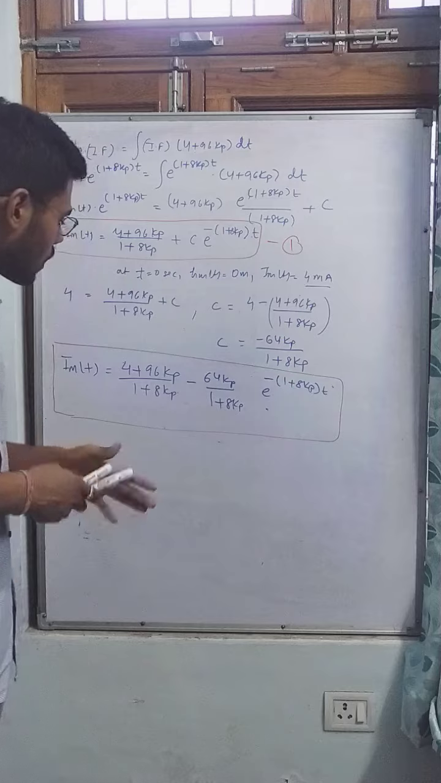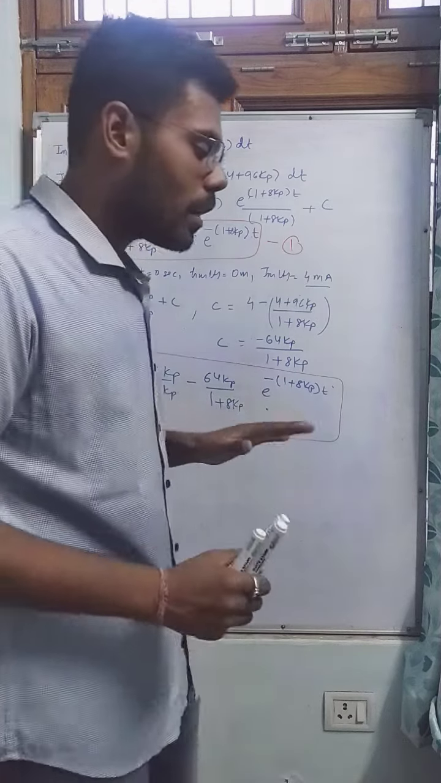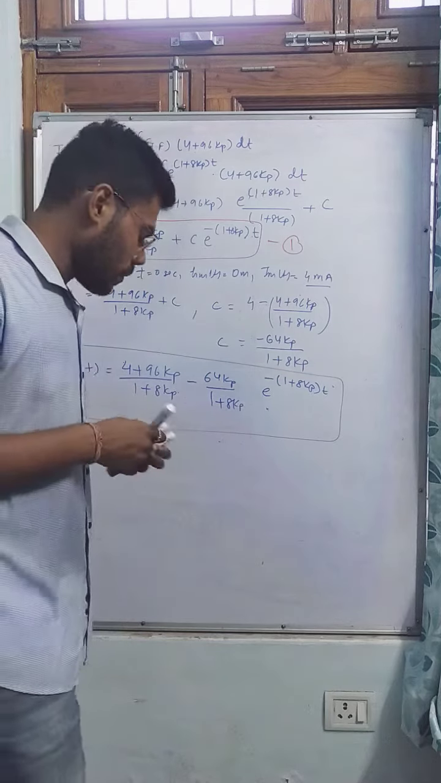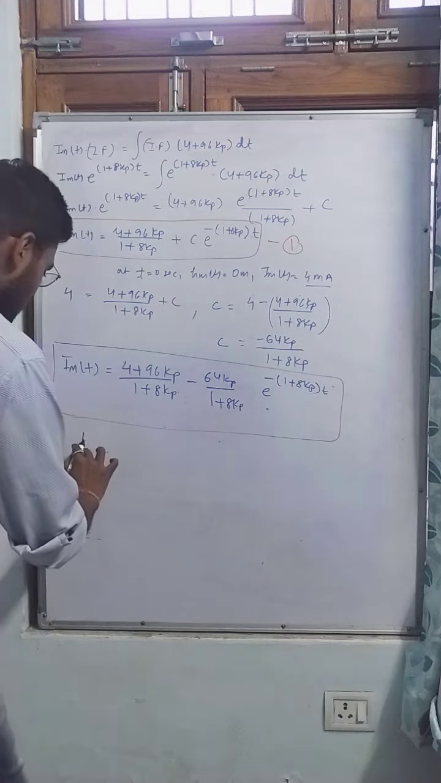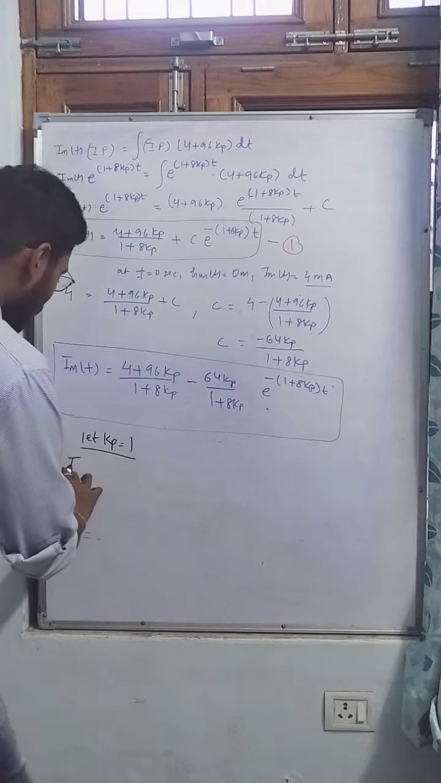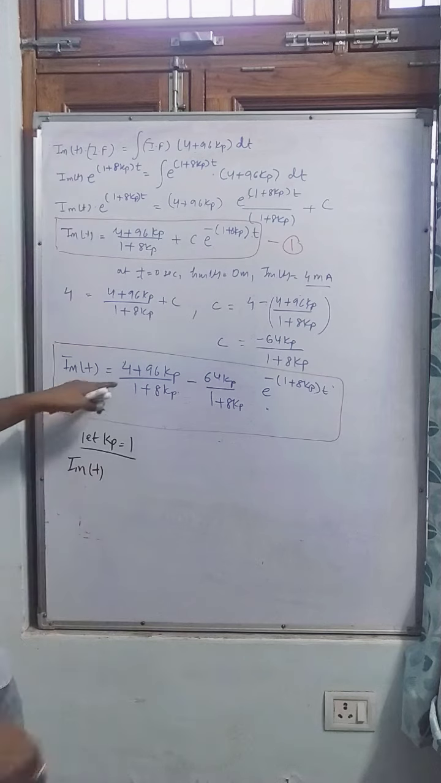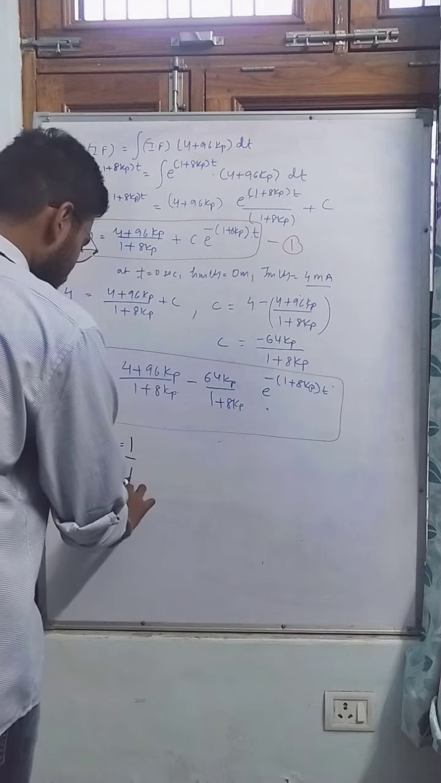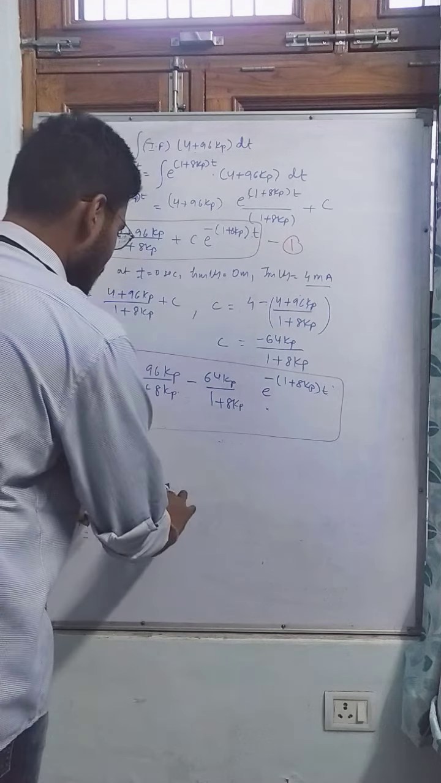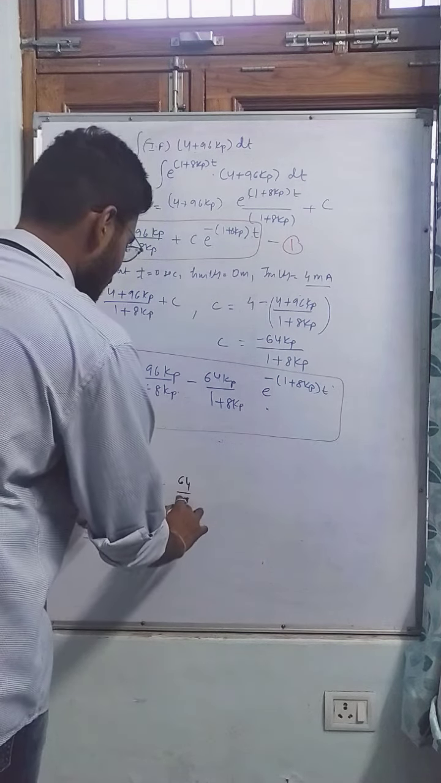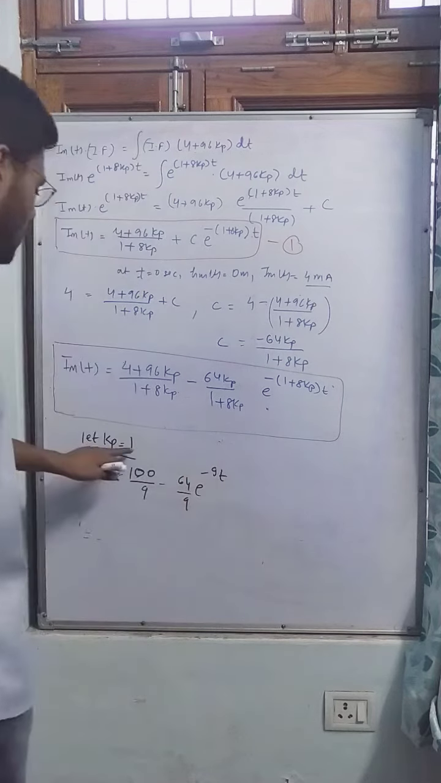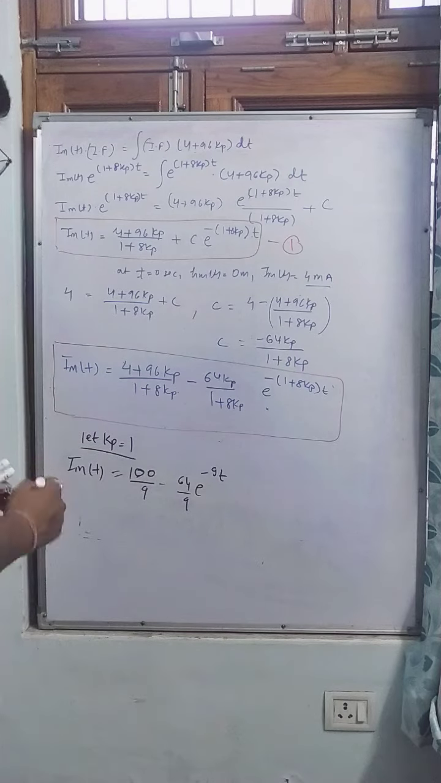Now we have one more term here. What is Kp? What value of Kp should we take here? So I am considering, let Kp equal to 1. In that case, what will be the IMT? 100 upon 9 minus 64 upon 9 into e to the power minus 9t. Yes or no? Put Kp equal to 1 in the above expression.